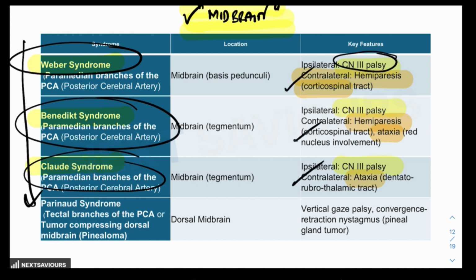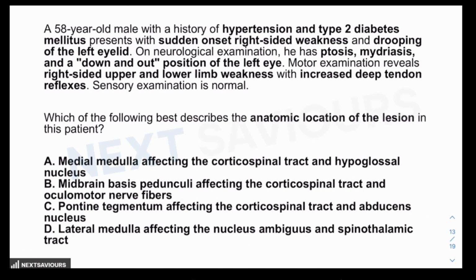Now, as far as the pinealoma is concerned, that is a pineal gland tumor, it might cause Parinaud syndrome, and the features of Parinaud syndrome are vertical gaze palsy and convergence retraction nystagmus. This is a specific finding on the basis of which you can mark the answer directly as Parinaud syndrome. So once we have learned about midbrain syndrome identification, let us see how to mark the correct answer related to these questions.